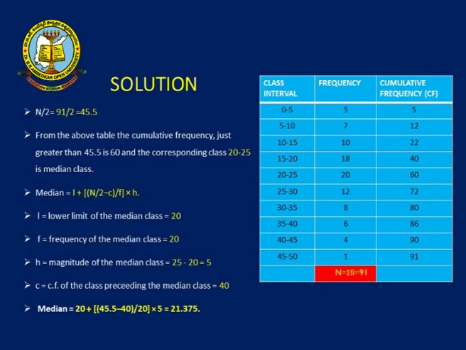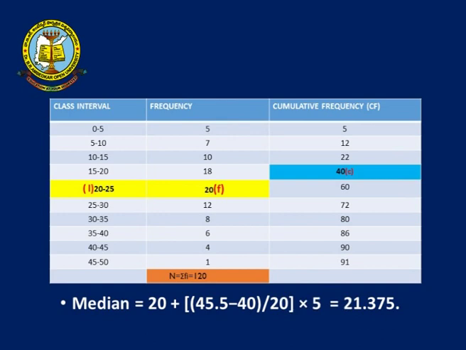Now substitute the values in the formula. Median is equal to the L value 20, plus n value 91/2, that is 45.5, minus C value 40, divided by the small f value 20, multiplied by 5. The total simplification is 21.375. These are the three problems for the median.